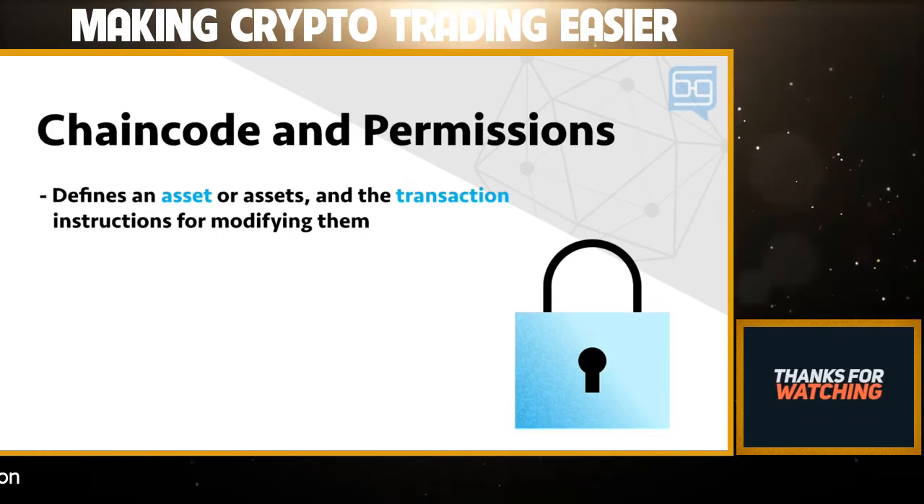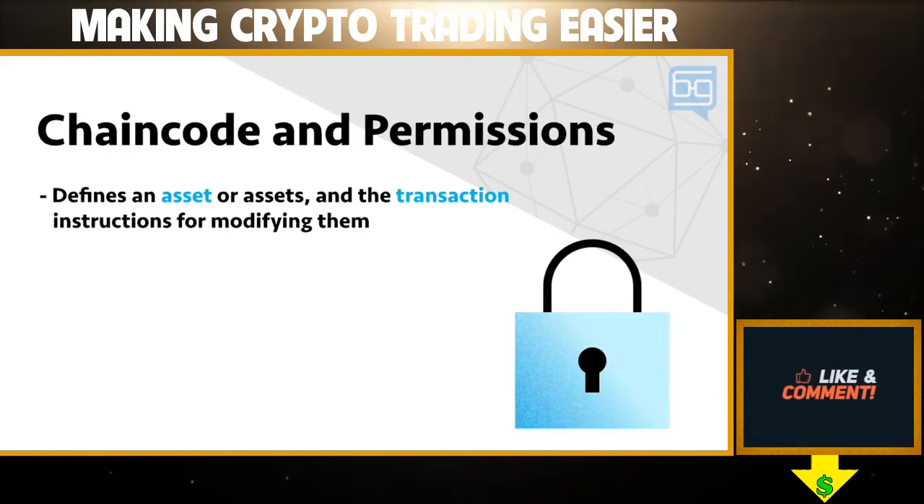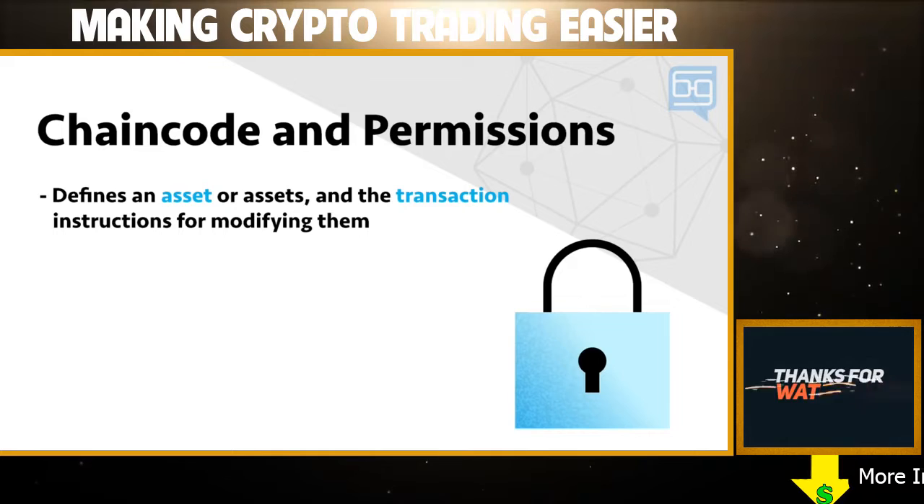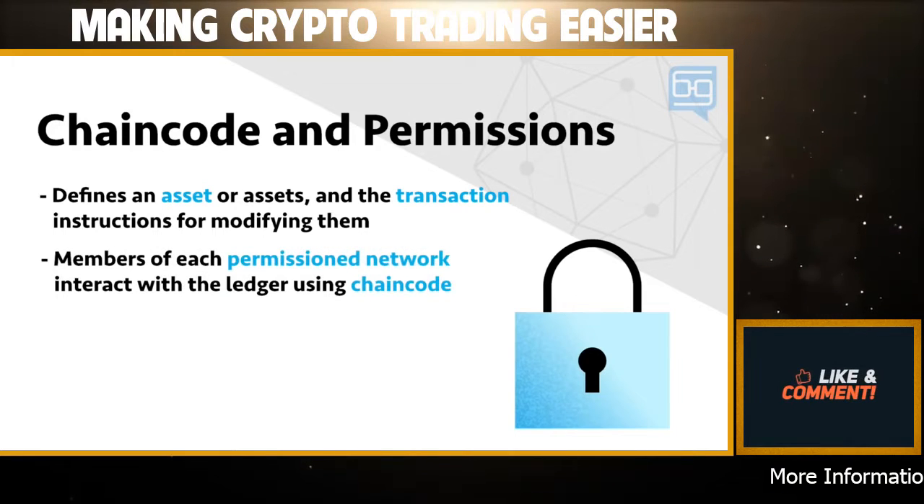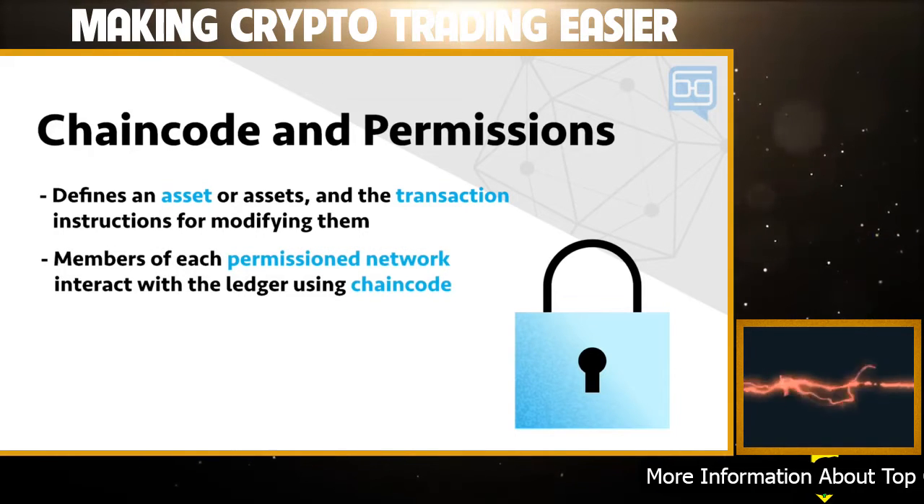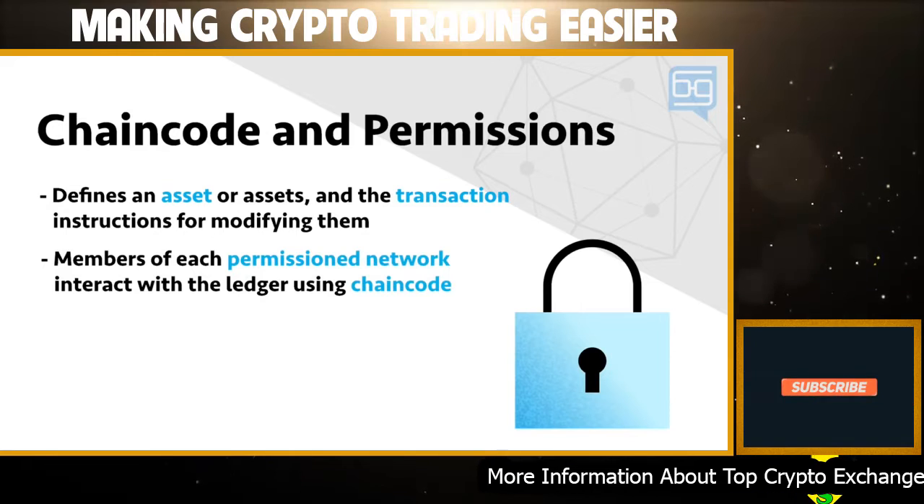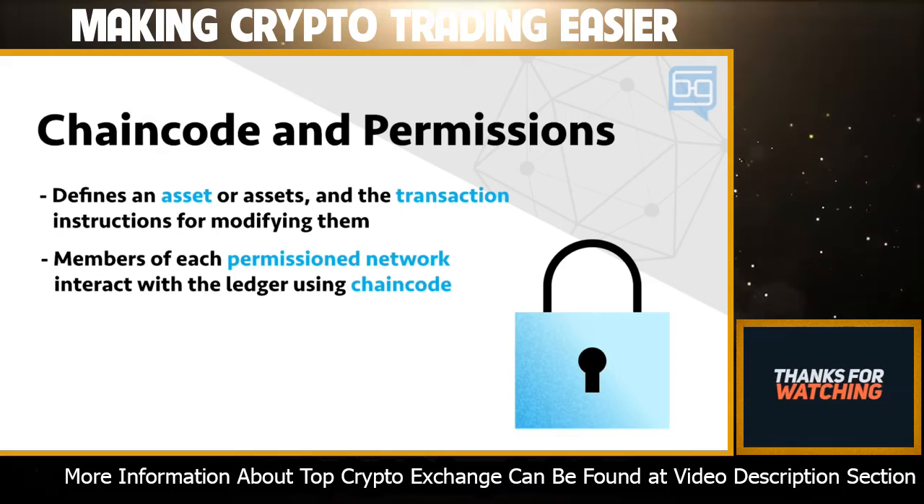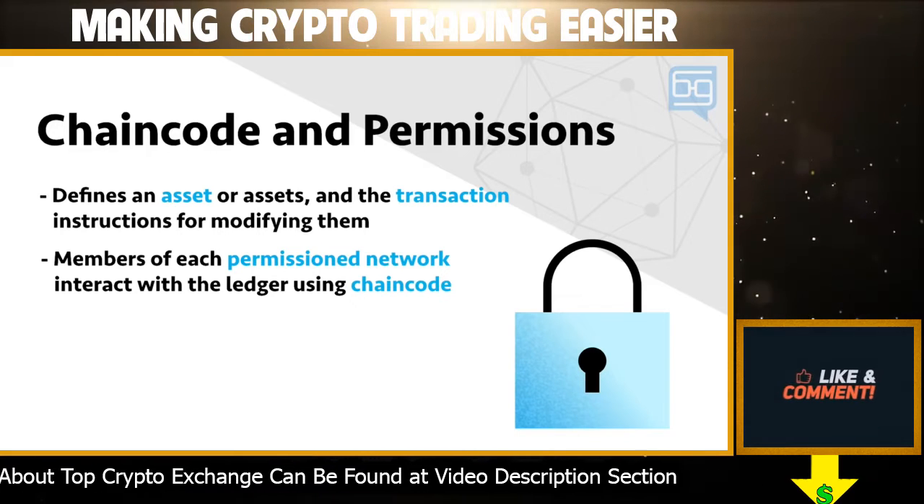Instead of each business having their own business logic, which changes its own database, the businesses share the business logic and all sign off on changes to the database. Members of each permission network within Hyperledger Fabric can interact with the ledger using chain code, either by deploying new contracts that add new business logic or invoking transactions that were already codified in earlier contracts.